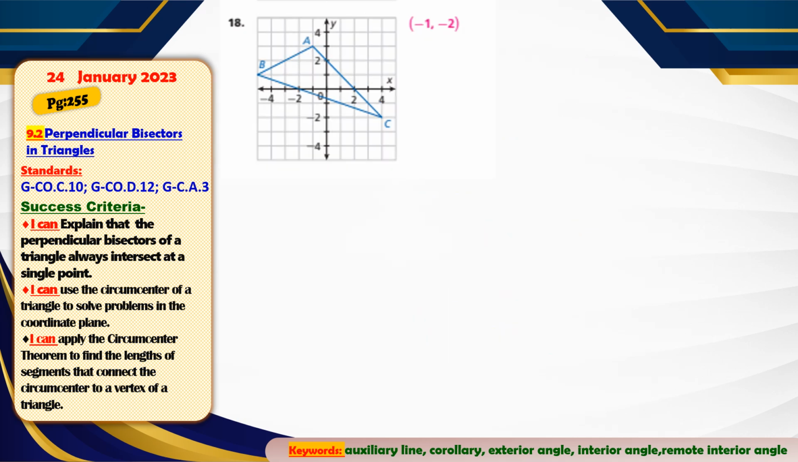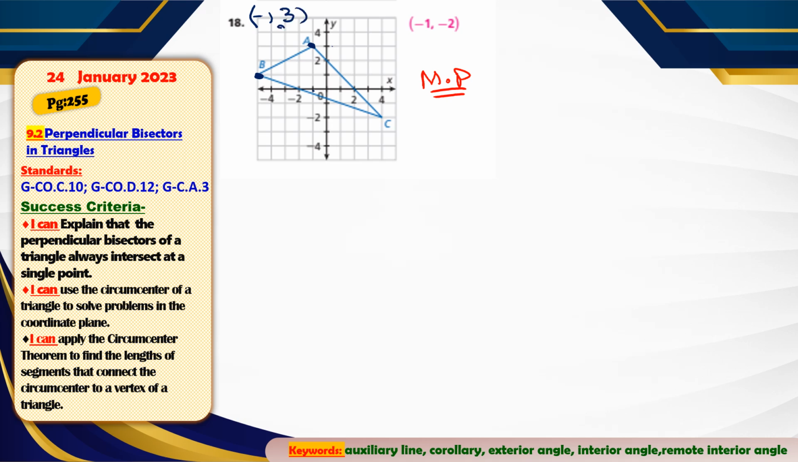Let's quickly practice one more question. Okay, so let's try to find out the midpoint of AB. In order to find the midpoint of AB, we take the coordinates of A and the coordinates of B. First we write the x value, so go down. The x value is -1 and the y value is 3.